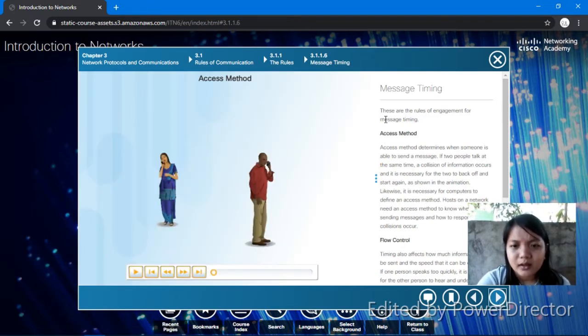Message timing. There are rules of engagement for message timing. This diagram shows two people calling. If they talk at the same time, they don't understand each other. So they need to give each other chances to talk. For example, if she is talking, the boy is listening. If the boy is speaking, the girl will listen. So just like that, the timing of their conversation.